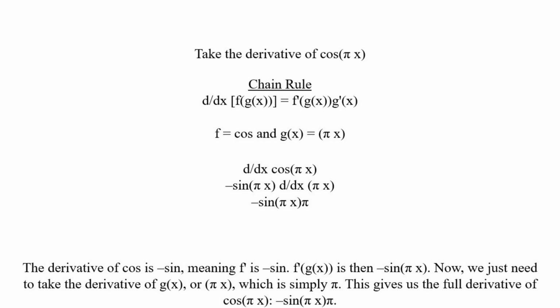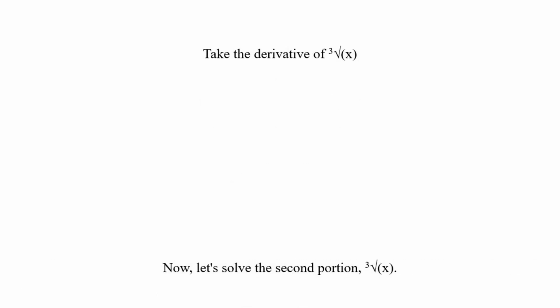F prime of g of x is then the negative sine of pi times x. Now, we just need to take the derivative of g of x, or pi times x, which is simply pi. This gives us the full derivative of cosine of pi times x: the negative sine of pi times x, times pi. Now, let's solve the second portion, the cube root of x.